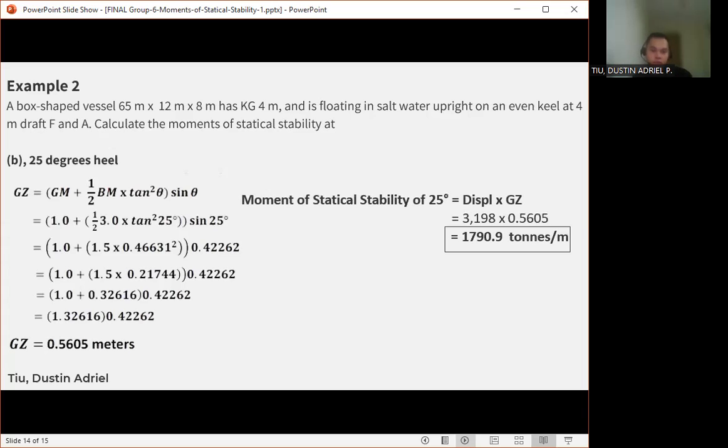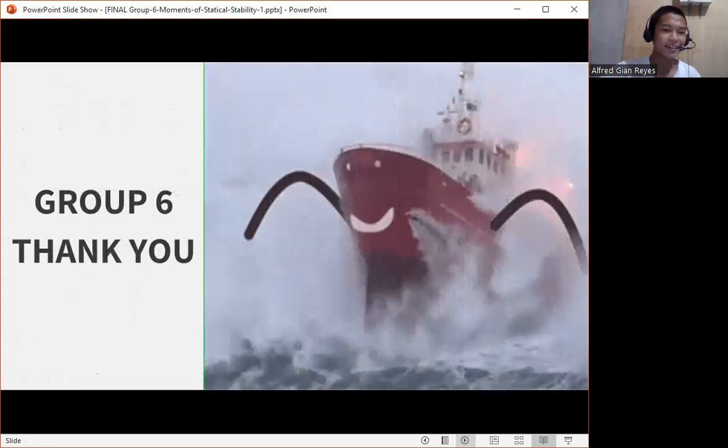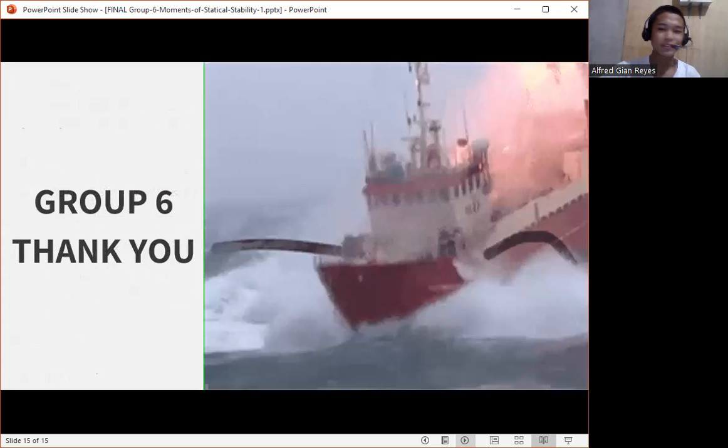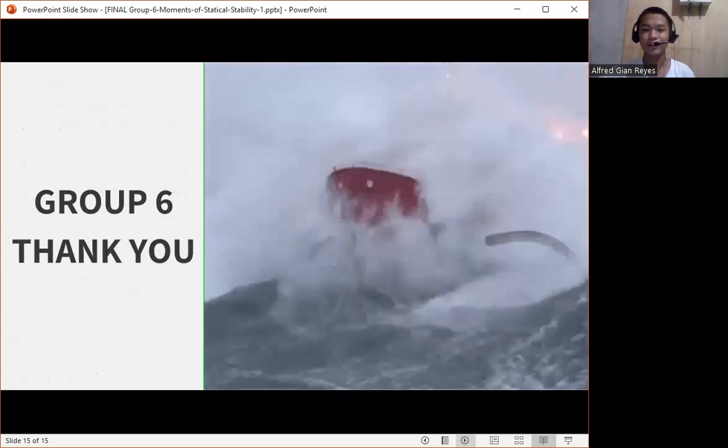So we can now solve for the moment of statical stability at 25 degrees. So 3,198 tons times 0.5605 meters is equal to 1790.9 tons per meter. That's right. Okay, so that's all for our group 6 reporting.